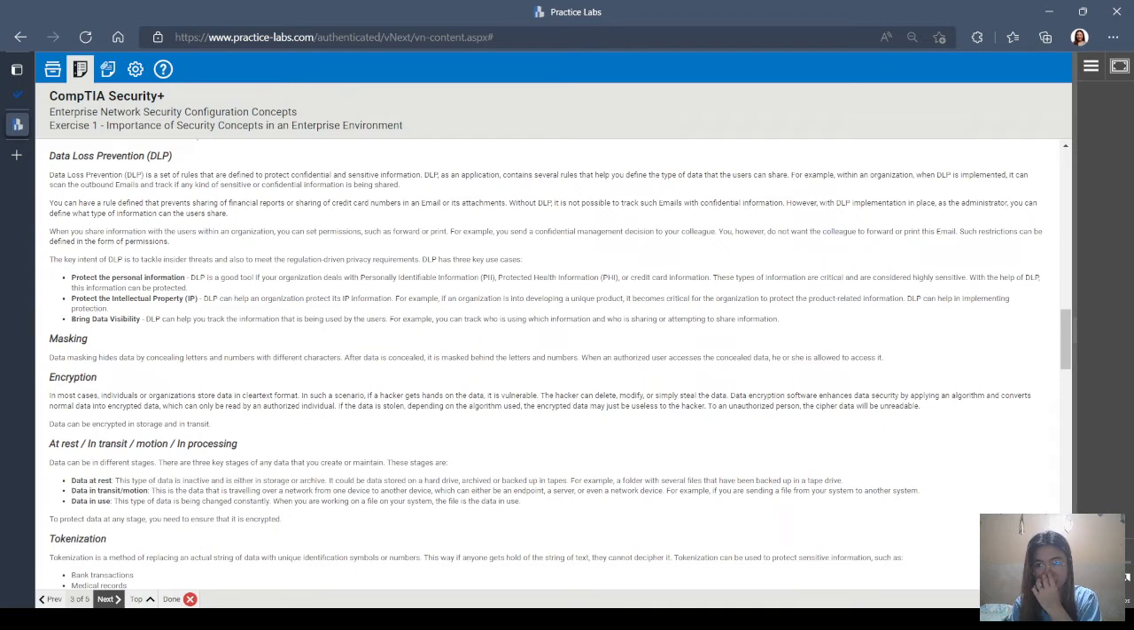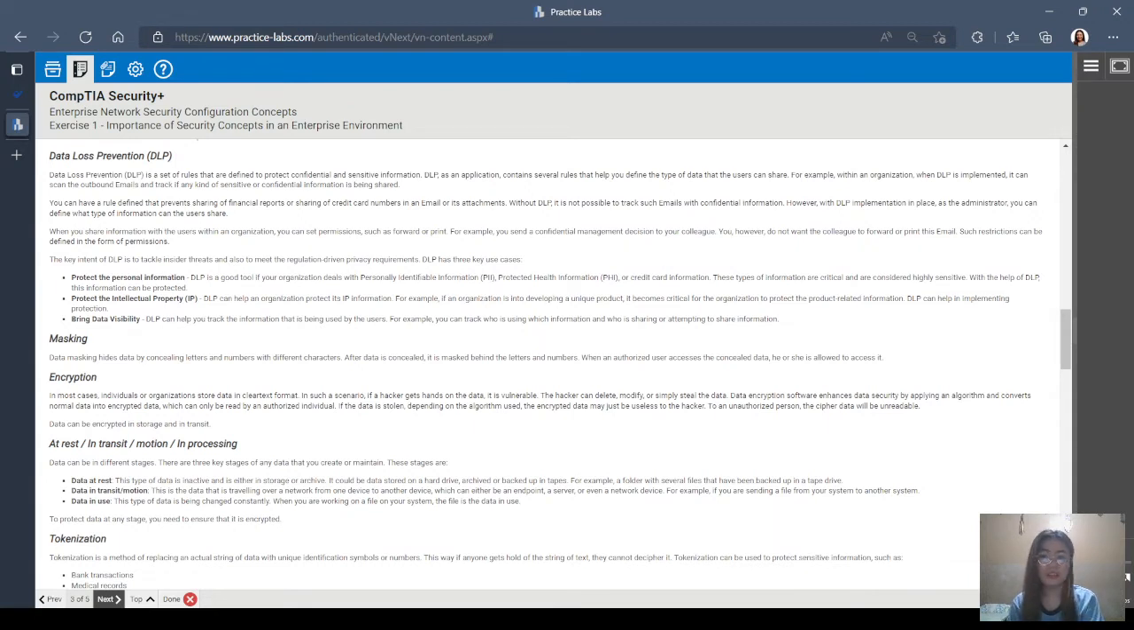Data loss prevention is a set of rules that are defined to protect confidential and sensitive information. DLP, as an application, contains several rules that help you define the type of data that the user can share. For example, within an organization, when DLP is implemented, it can scan outbound email and track if any kind of sensitive or confidential information is being shared.